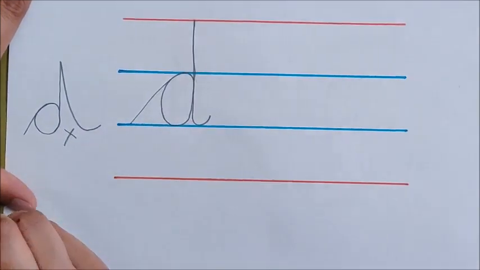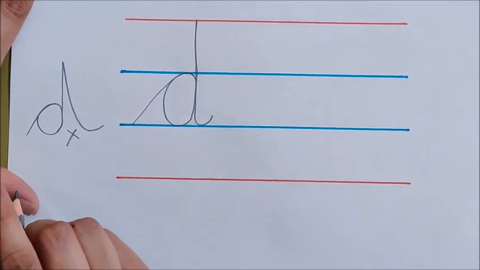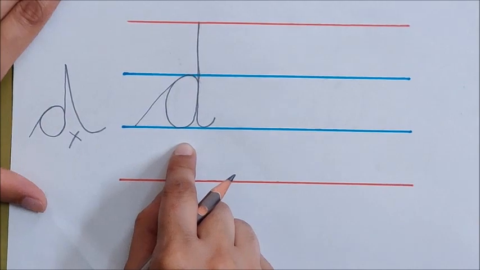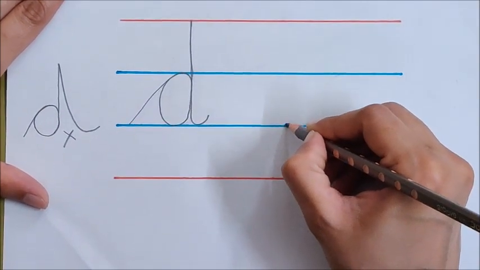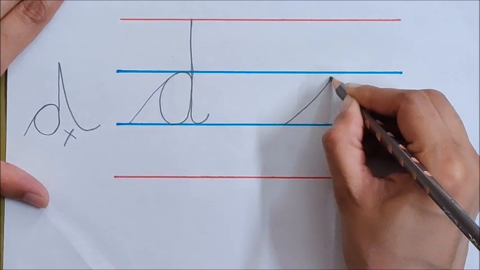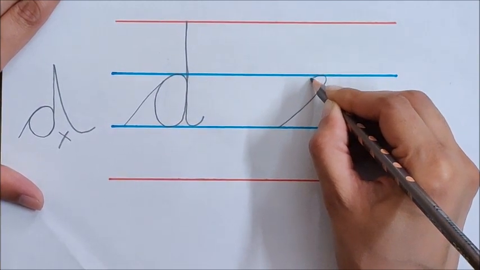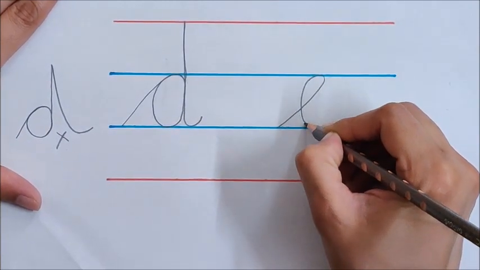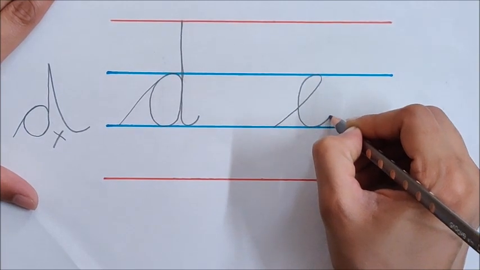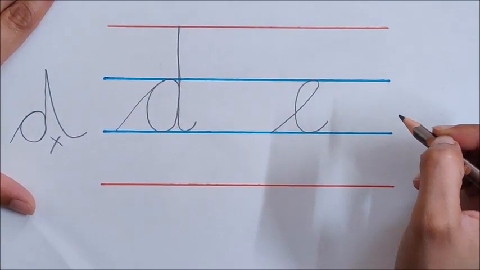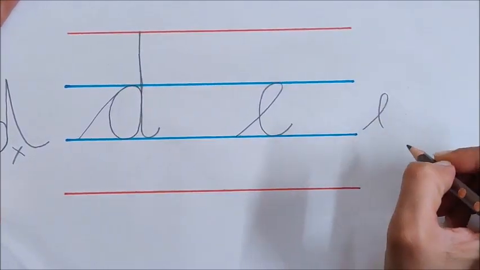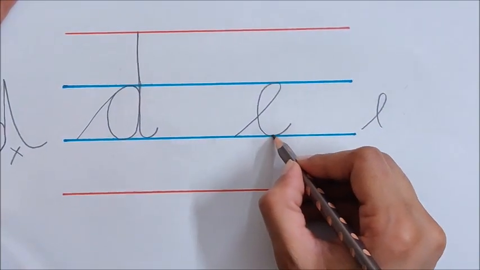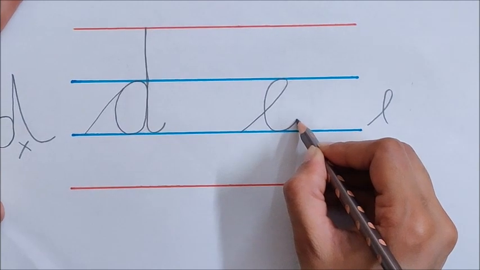Children, don't write D like this. This is wrong. You should always write D like this. Now how to write letter E? Go up. Now, come down, touch the lower blue line and up. This is E, E. Don't write E like this. This is wrong. You have to come up.